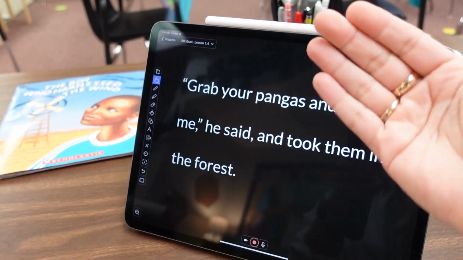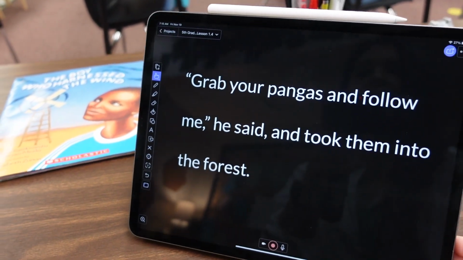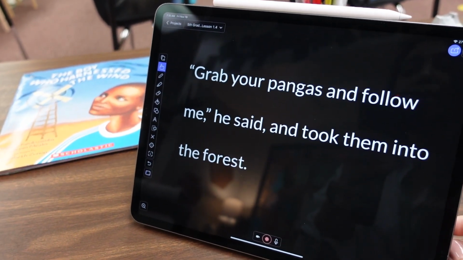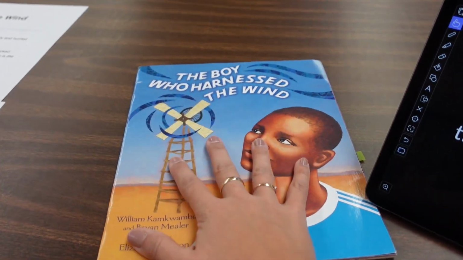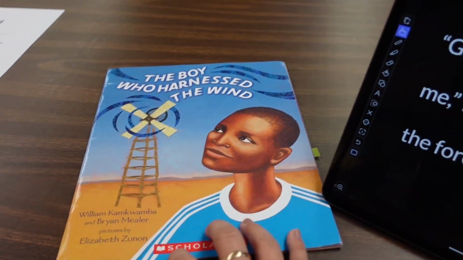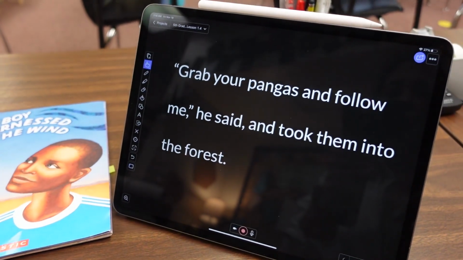So I'm going to flip you around so you can see exactly how I prepare and set up for my grammar sentence, my mentor sentence. Okay, so I'm hoping that this is a little bit easier for you to see. But we have our mentor sentence that I've picked out from the text, The Boy Who Harnessed the Wind. Again, everything is kind of revolved around this text itself. So we have the mentor sentence that I've picked out.